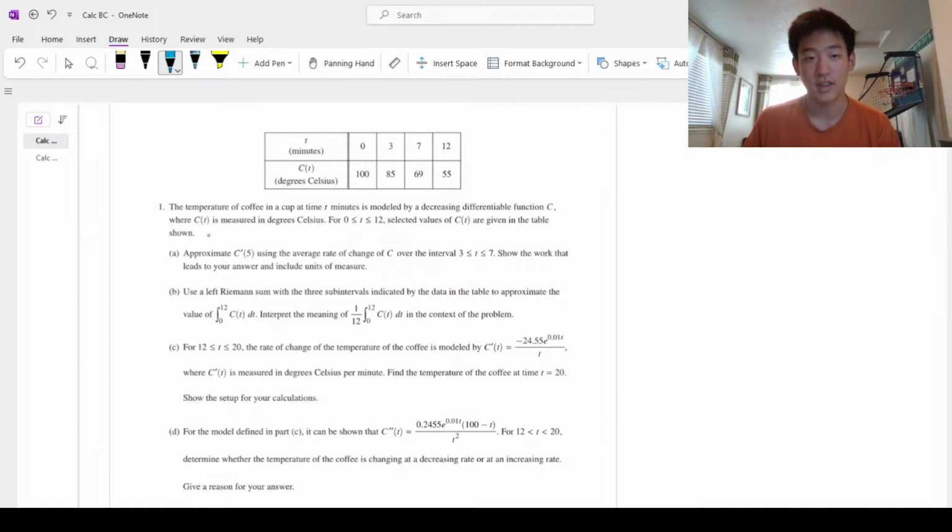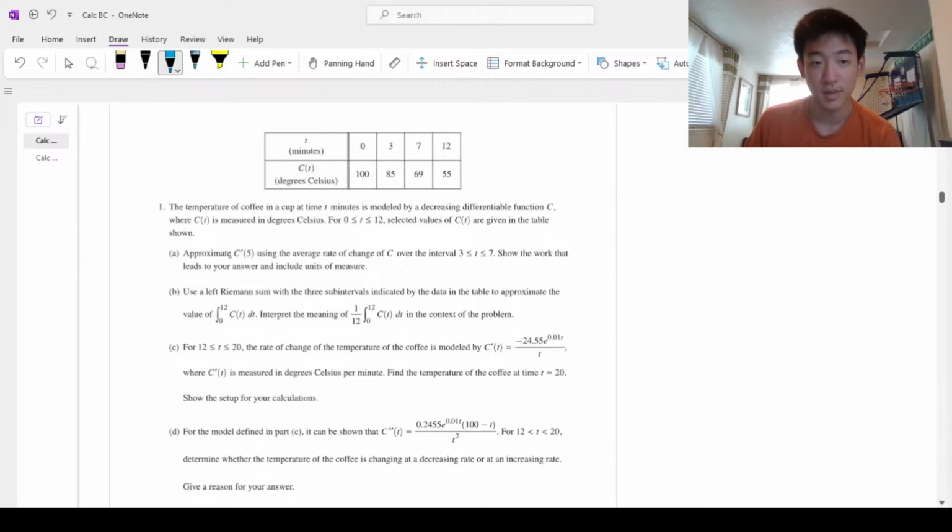Selected values of t are given in the table shown. So it gives you these values. This is like a discrete table. So we're probably going to have to do some Riemann sums because that is simply how the AP exam works. They like to give you Riemann sums. Okay, so what does part A want us to do?